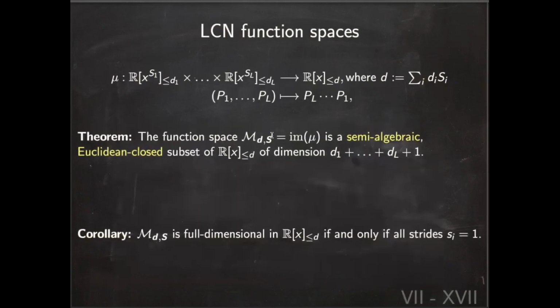This happens if and only if all the strides are equal to 1. Because again, if all the strides are equal to 1, then all these capital S's are equal to 1, and then this number D is just this sum here. And then it's the same thing, and that's if and only if. What does that happen? The stride is 1.